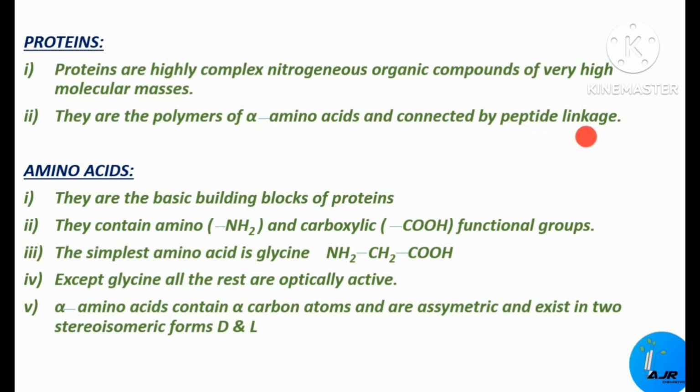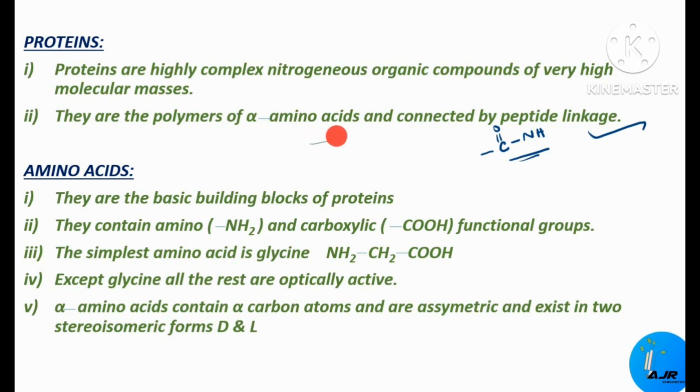What do you mean by peptide linkage or a peptide bond? Actually, it is a new bond, C double bond O NH. This is formed between two or more amino acids due to condensation. So these peptide linkages are formed by the condensation of two or more amino acids. So this is called peptide linkage or peptide bonds.